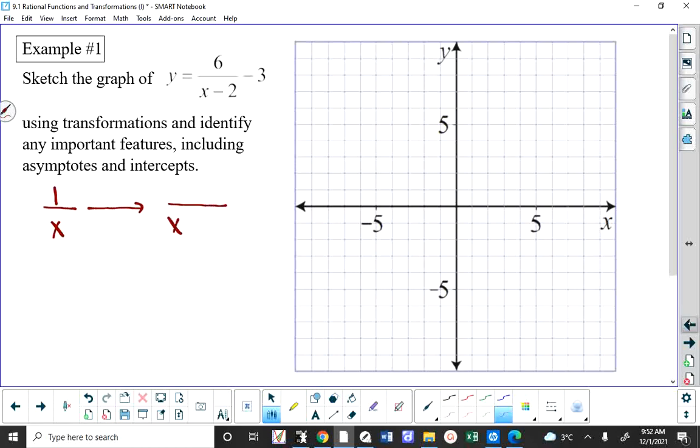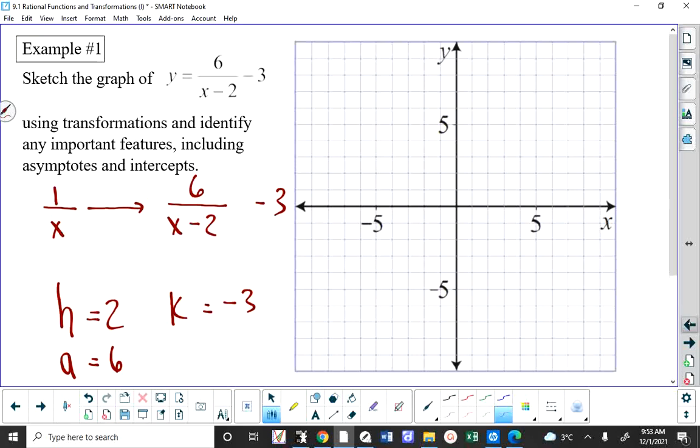The x becomes x minus 2, which means that h is equal to 2. The 1 over x minus 2 becomes 6 over x minus 2, which means we're multiplying by 6. So a has a value of 6. And then afterwards, you're subtracting 3, and that means that k is equal to negative 3. Remember, with the x, it's x minus h, so the number itself is the opposite of h.